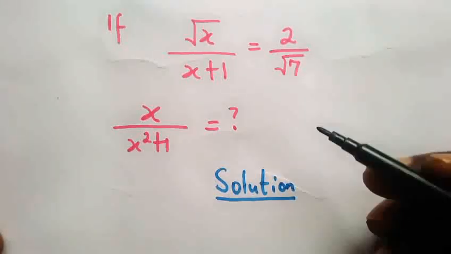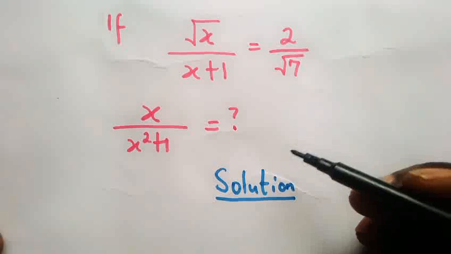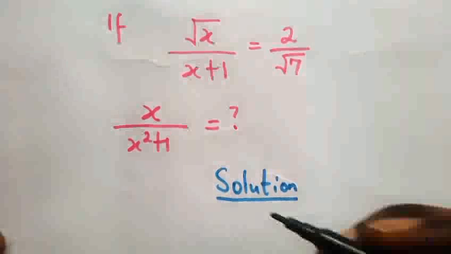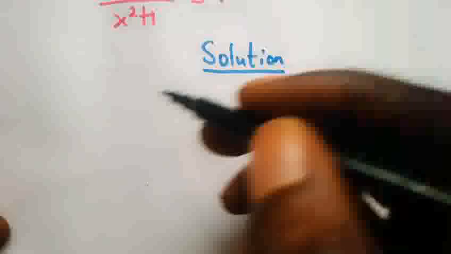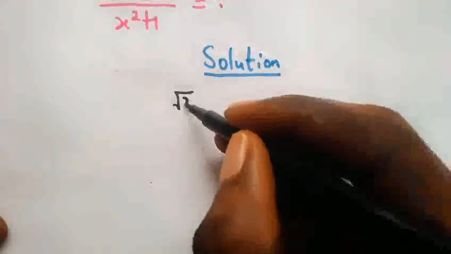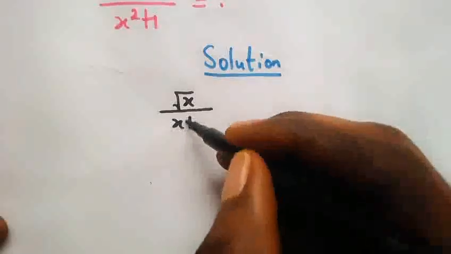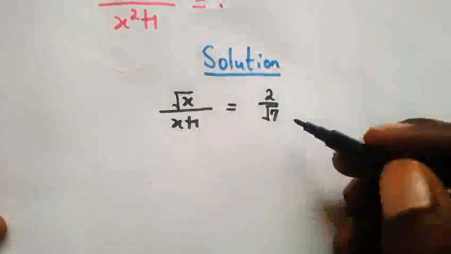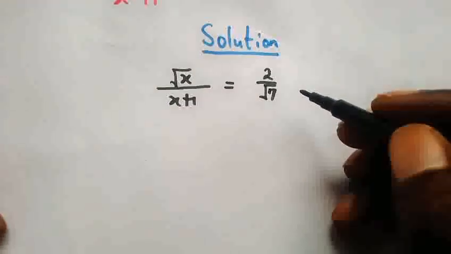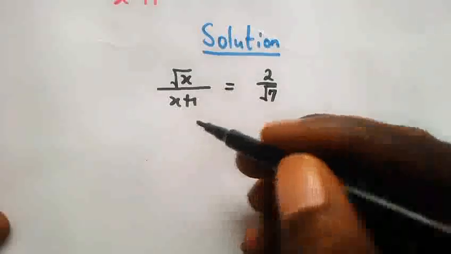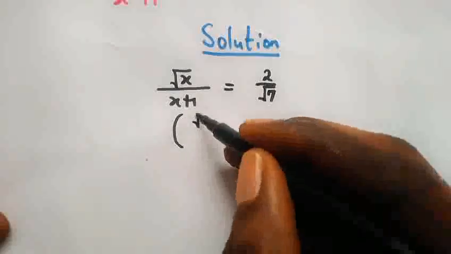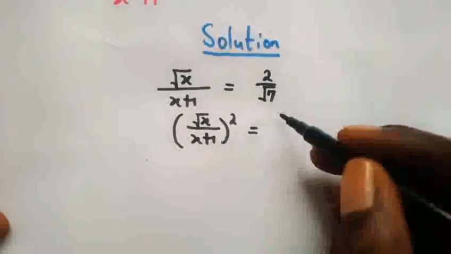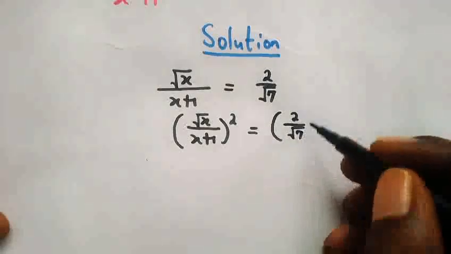So instead of checking whether the roots are going to be complex or forming a quadratic equation, there is a very smart way. I'm gonna show you guys now. Okay, now, solution. We have that the square root of x all over x plus 1 is equal to 2 all over root 7. I'm gonna square both sides of this equation. So squaring both sides, I have the square root of x all over x plus 1, squared, is equal to 2 all over square root of 7, squared.